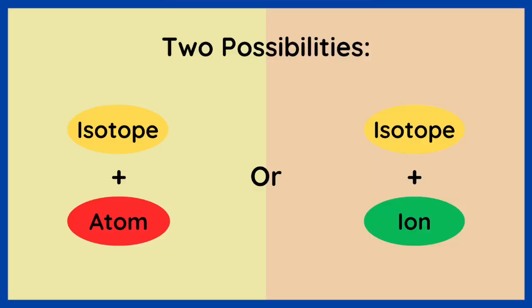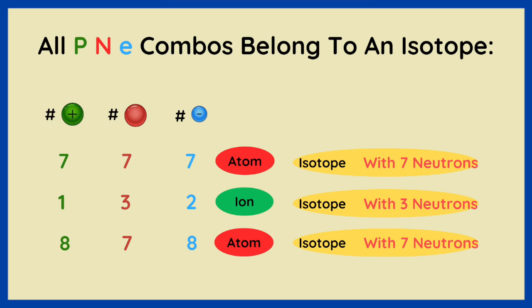Well, an isotope just adds another layer of information by specifying how many neutrons that element has. But every isotope is still a neutral atom or charged ion. Each of these P-N-E combinations we labeled earlier, either as an atom or an ion, depending upon the balance of protons and electrons, is simultaneously an isotope, because we're acknowledging exactly how many neutrons it has.